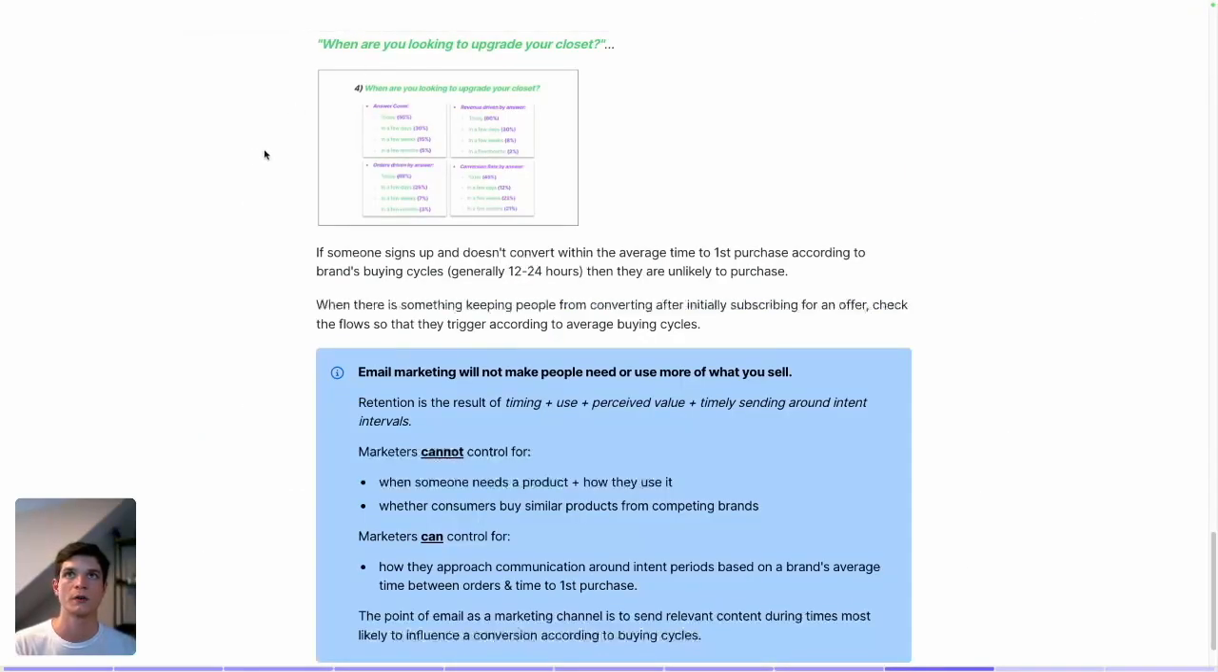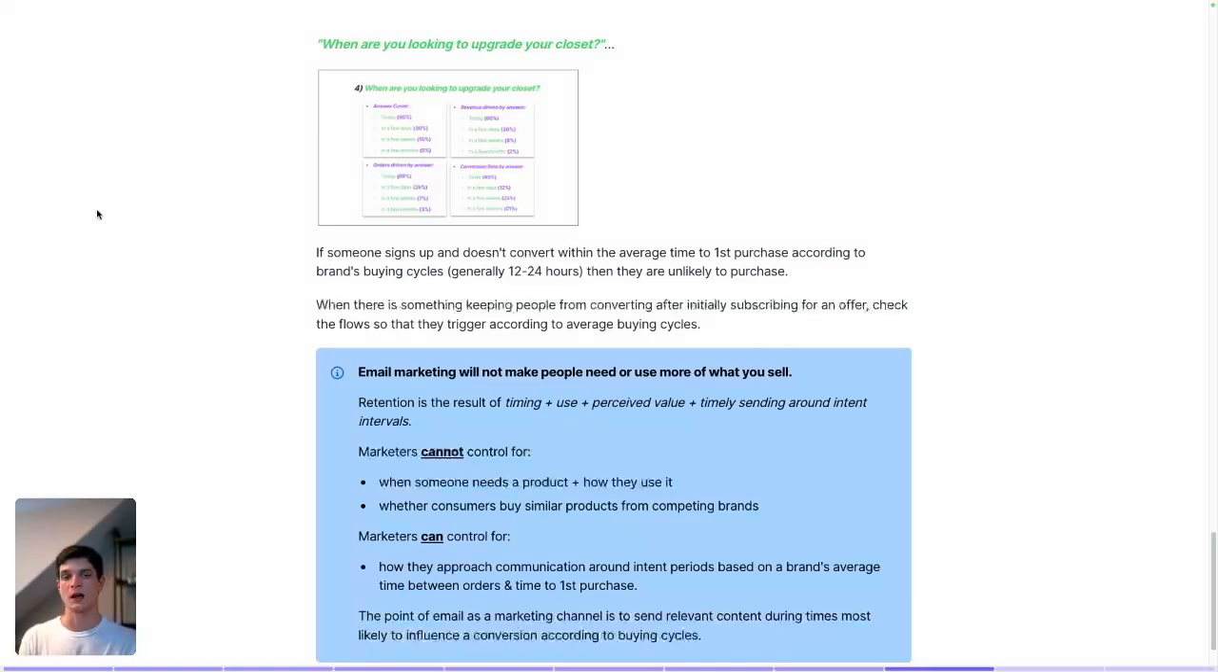The question, when are you looking to upgrade your closet? So if someone signs up and they don't convert within the average time to first purchase or time between orders, or whatever the buying cycle is, then they're likely not worth chasing after. And so when there's something that's keeping people from converting after they subscribe for an offer, you want to make sure that the flows are sending according to buying cycles.